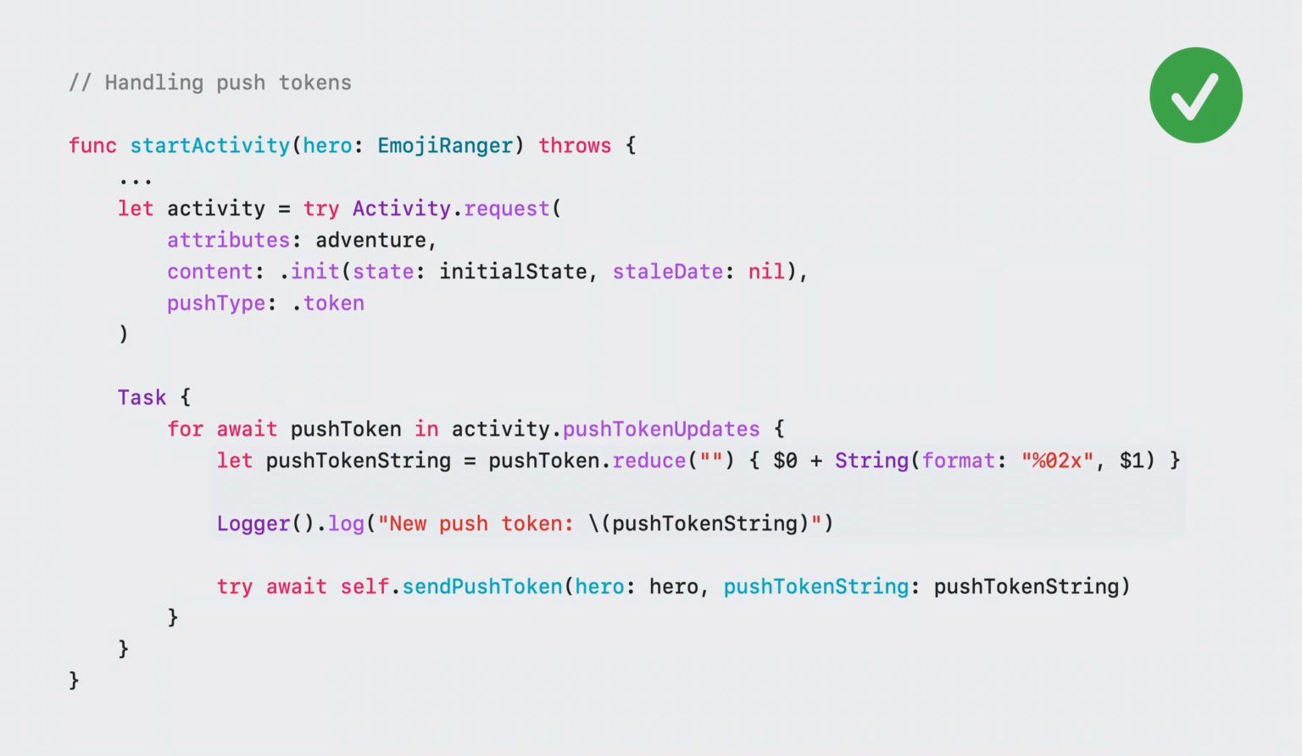Once you receive the token, convert it to a hexadecimal string and log it to the debug console. This will come in handy during the testing in the next section. Then finally, send the push token to your server alongside any other data that is required for your app.